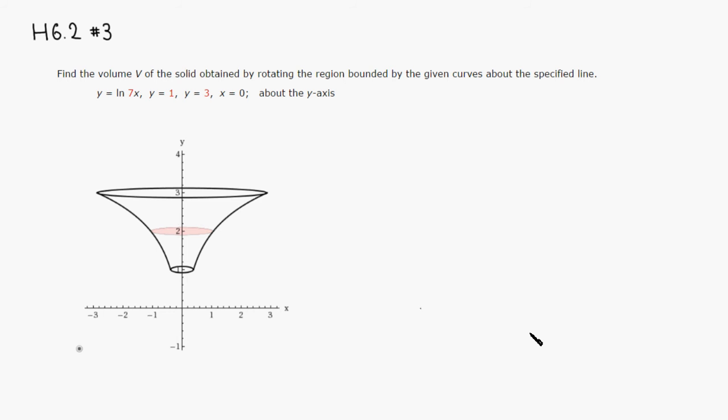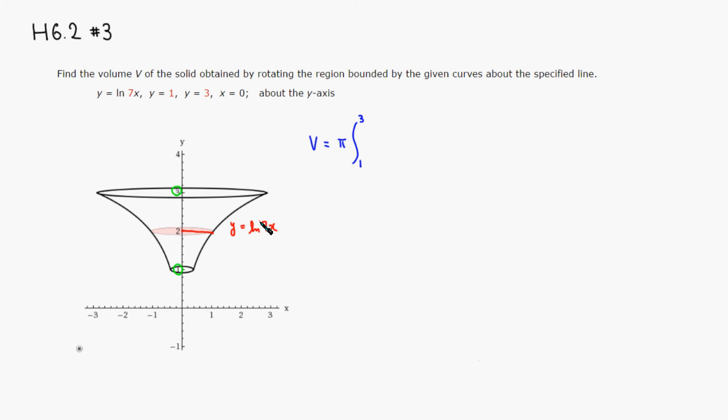We can use the disk method to find the volume here. We want to find the volume V, and the disk method always has pi in front, then the integral. We're going from 1 to 3. The radius is determined by the distance from here all the way to the curve, which is y equals natural log of 7x.